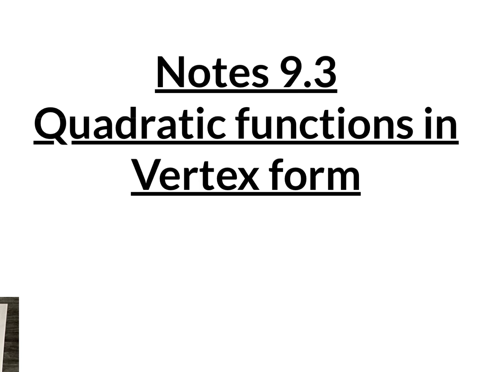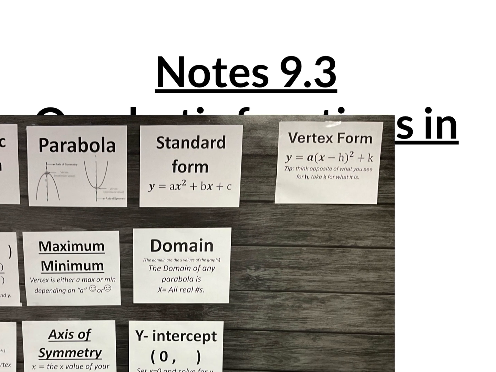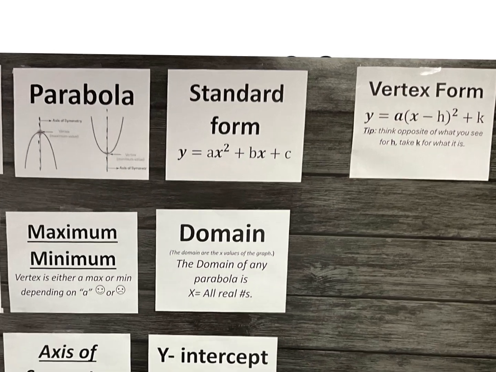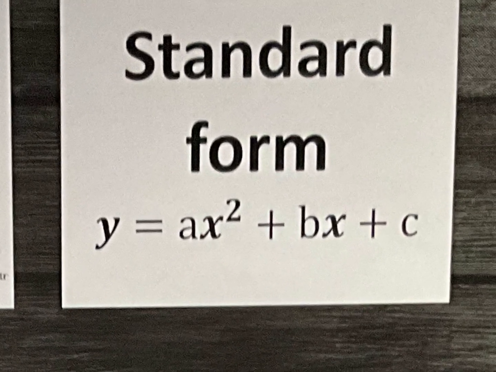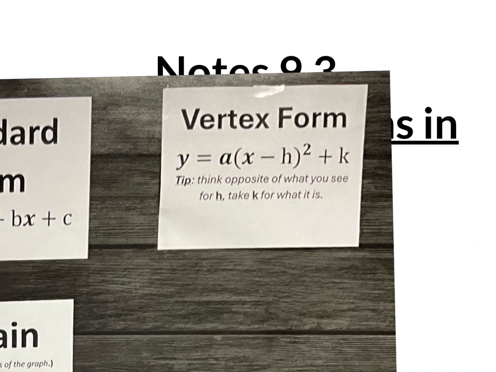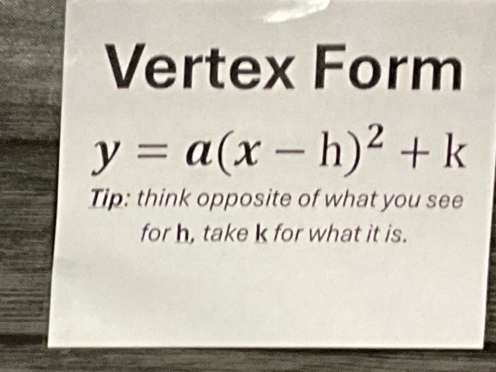So we're going to continue today with section 9.3. Last week we did 9.1, which was standard form. Today we're doing 9.3, which is vertex form. Now, vertex form compared to standard form, the word form just means the way it's organized. So in standard form, it's organized like this: ax squared plus bx plus c. Vertex form, it's organized like this: a parentheses x minus h, close parentheses, to the power of 2 plus k.